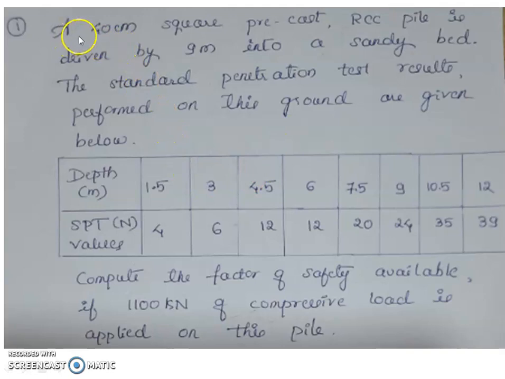Now we'll solve a problem. A 40 cm square precast RCC pile is driven 9 meters into a sandy bed. The standard penetration test results performed on this ground are given in the table.